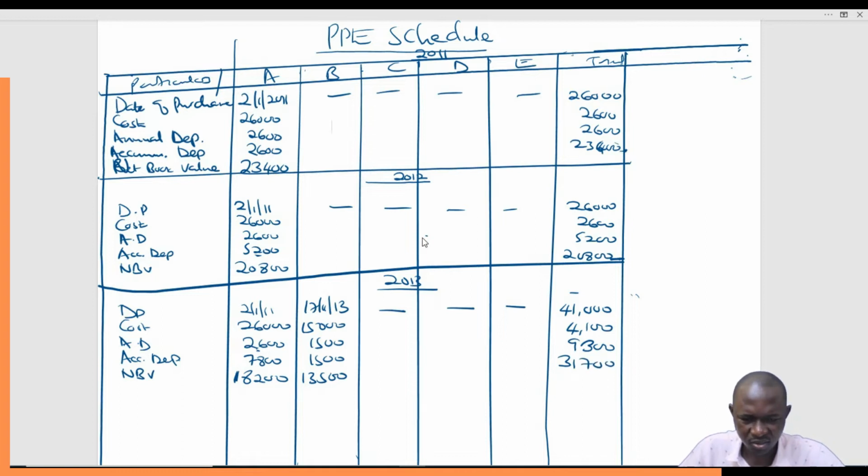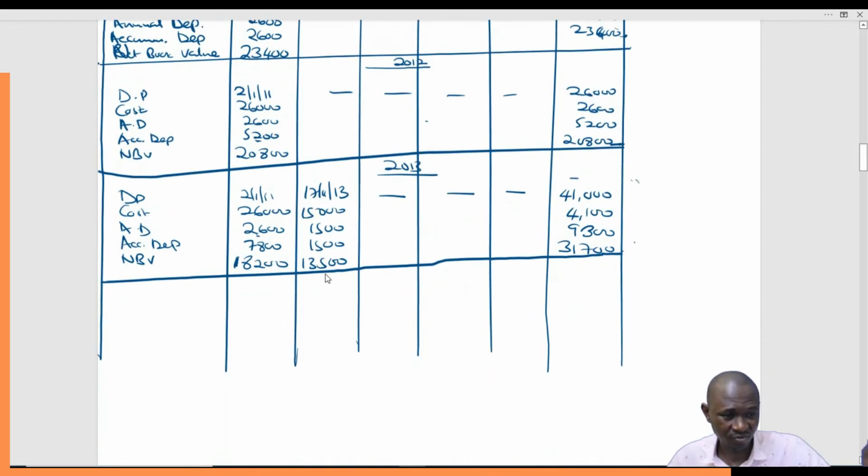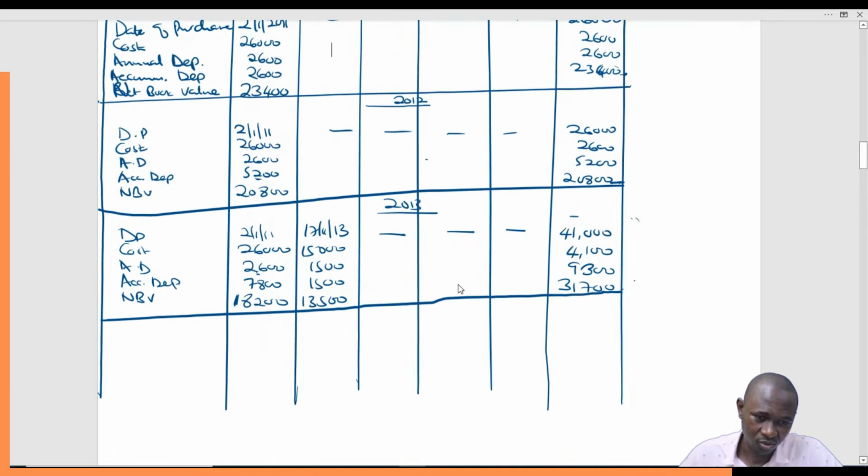31,700. If you add this to, you'll still get this. So that tells you the value of the vehicles at the end of the third year, which is 2013. This is actually part of the reasons why an asset schedule is very important in an organization. You can see now we are able to know the total accumulated figure for that year, the total value of all the assets for that year.